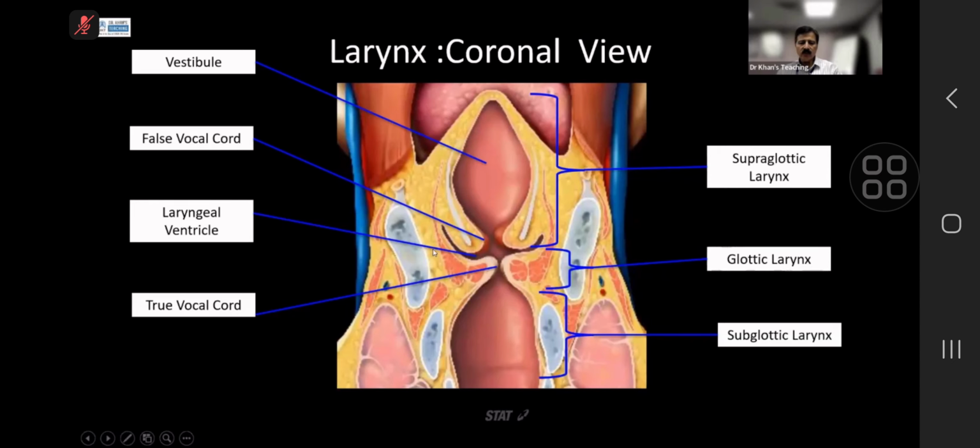Now, look at this fat. You remember there was fat anterior to the epiglottis, which is known as pre-epiglottic fat. It is in continuity with fat here laterally, which is known as paraglottic fat, and on imaging you can see it. This paraglottic fat ends at the level of the true chord. So this is the coronal section.